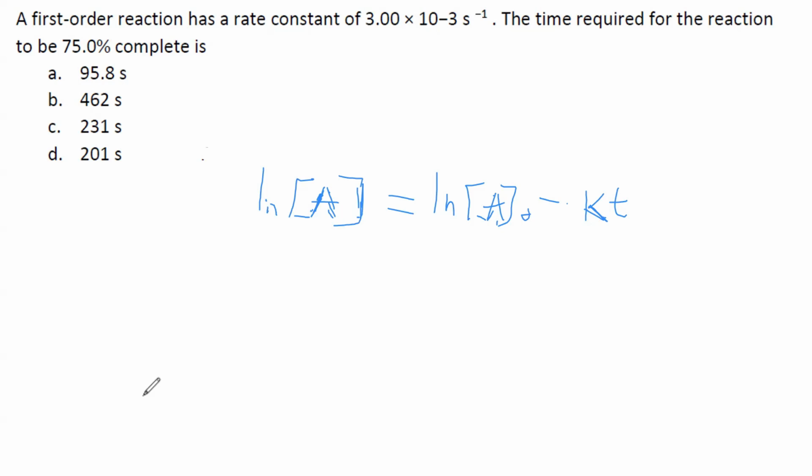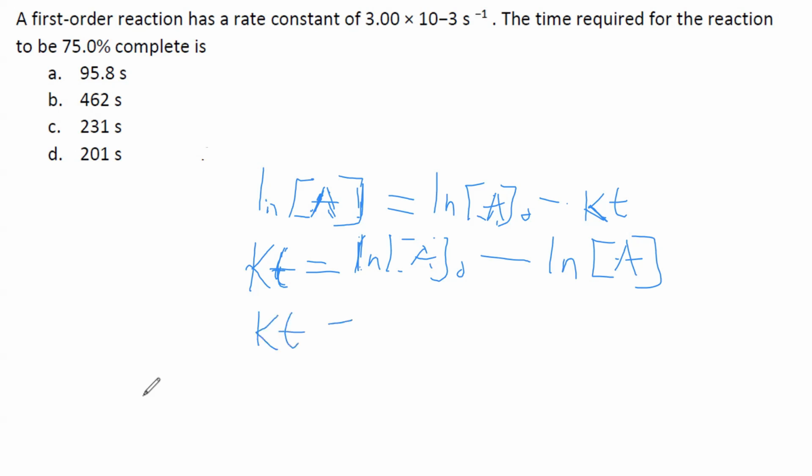So the first thing here, let's make t the subject of the formula. You can take Kt to this side. Then we now have ln A naught minus ln A. And of course, remember, according to the theory of logarithm, the minus can also change to division. So Kt can also be equal to ln A naught over A.